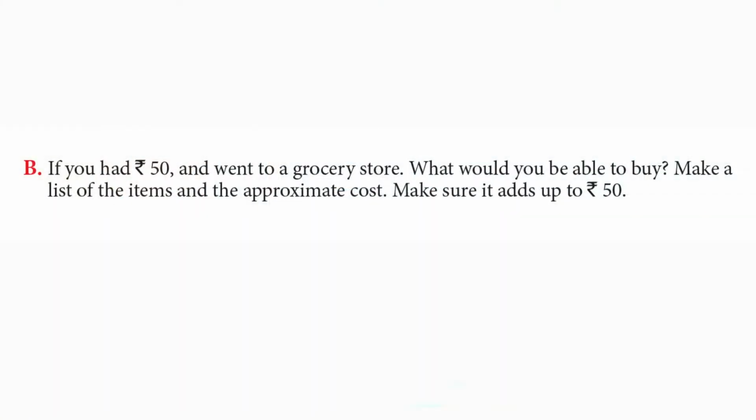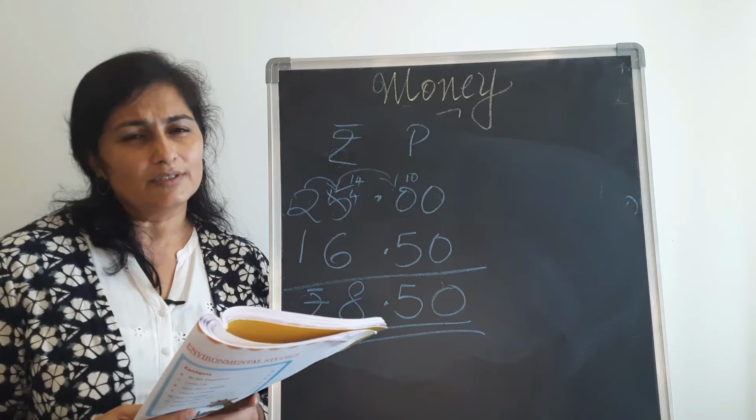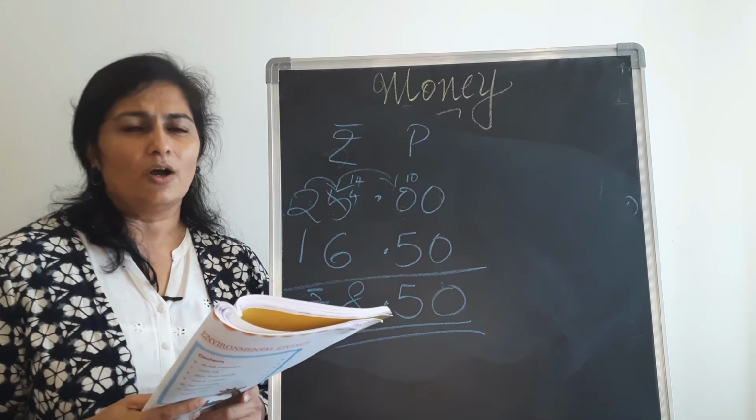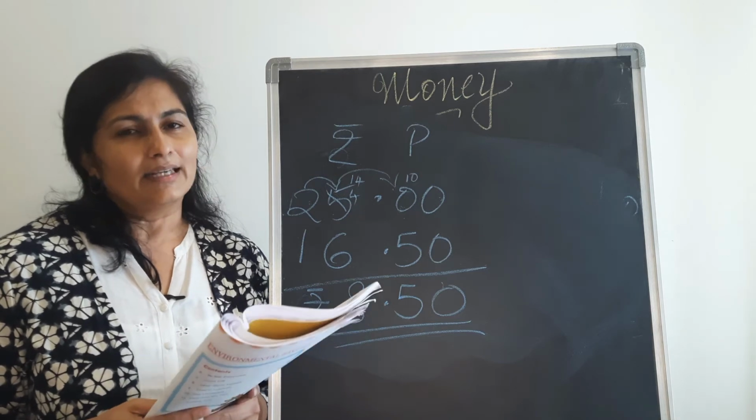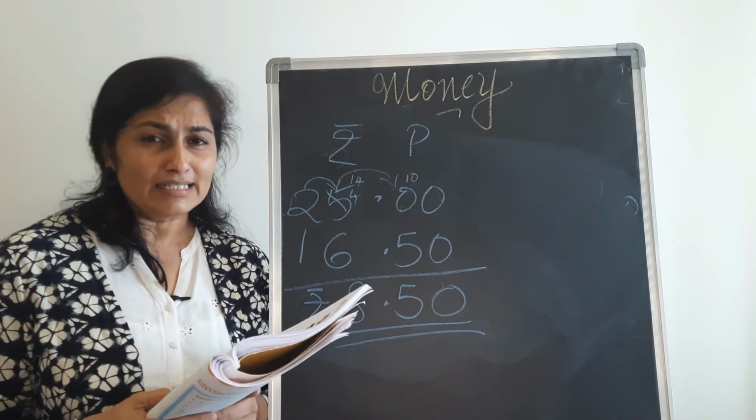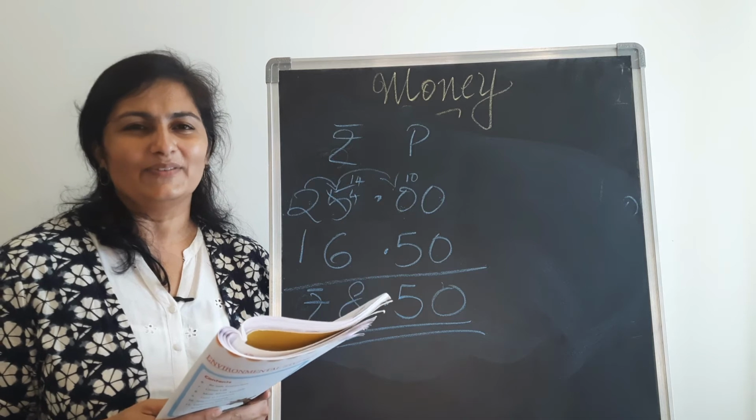Okay, the next one: if you had 50 rupees and went to a grocery store, what would you be able to buy? Make a list of items and the approximate cost. Make sure it adds up to 50. For this one, you have to take permission of your parents to go to the shop, and if you need an elder, take their help and see what all you can get in 50 rupees.